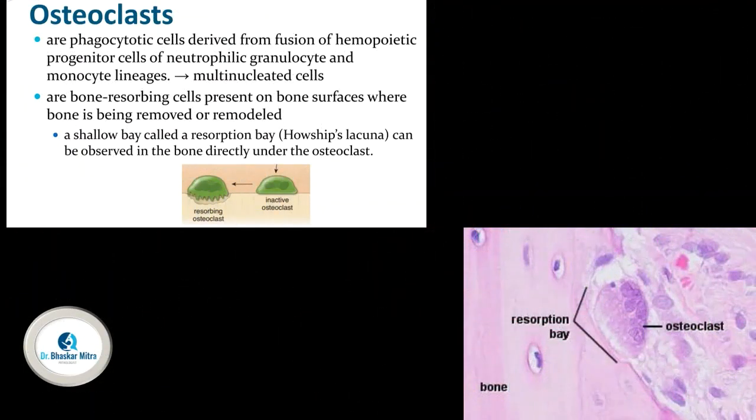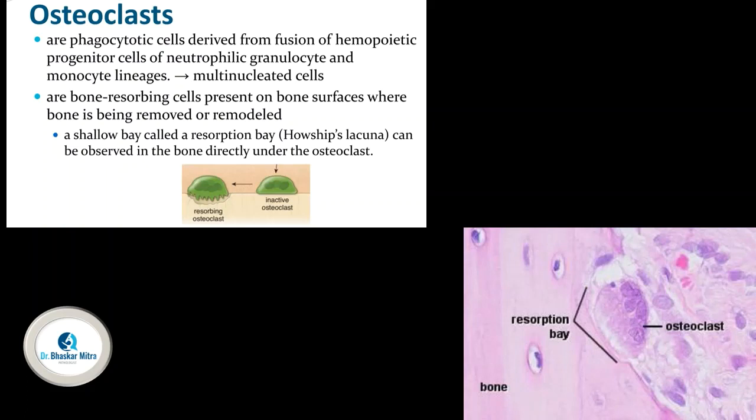Now comes the osteoclast. I purposefully kept it in a separate slide because the origin of the osteoclast is not from the osteoprogenitor cells. As I said earlier, colony-forming granulocyte monocyte cells are its progenitor cells. These are multinucleated cells. They are bone resorbing cells. They are present on the bone surface where the bone can be removed and remodeled.